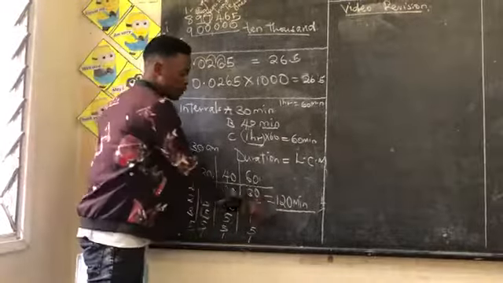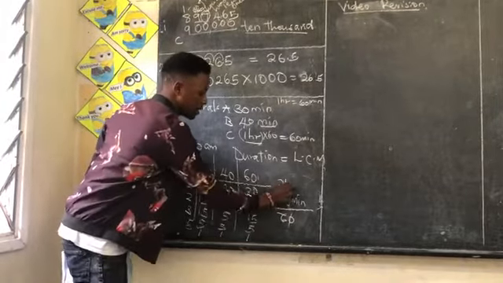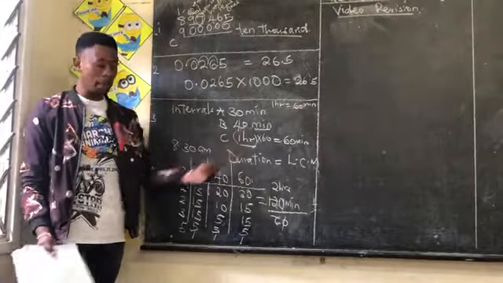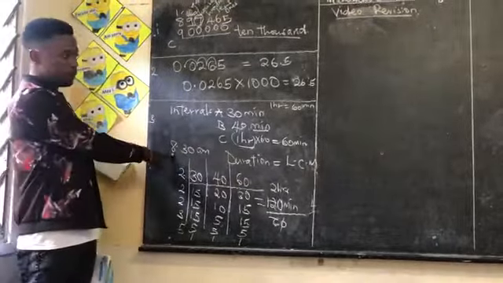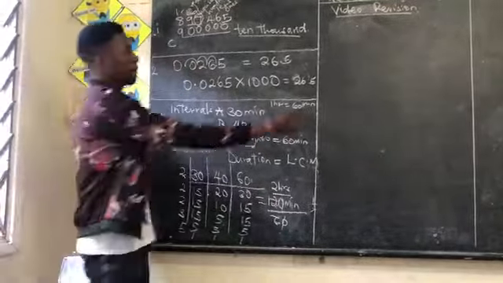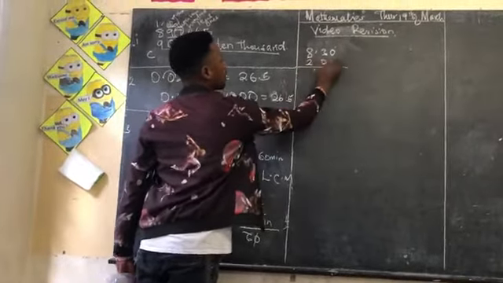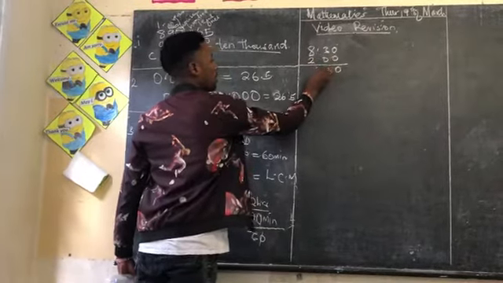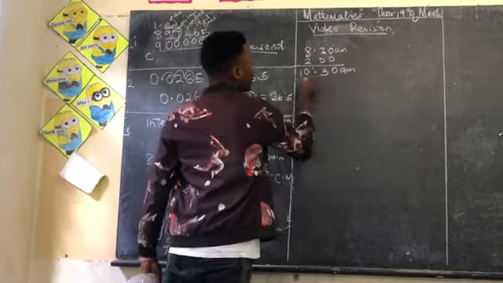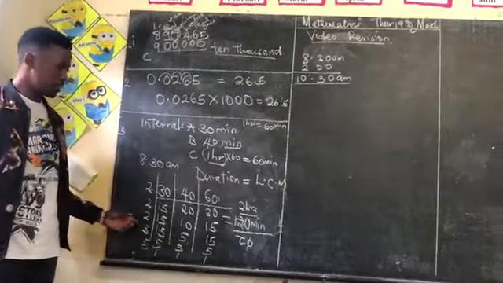If you convert this one into hours, you divide by 60, that gives you 2 hours. So they will take 2 hours to ring together again. So if we consider the previous time they rang together at 8:30, we add 2 hours. 8:30 a.m. plus 2 hours is 10:30. Remember this is in AM, so they will ring together again at 10:30 a.m. I hope that is understood.